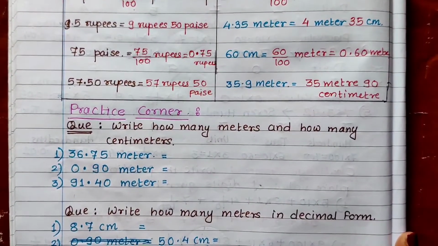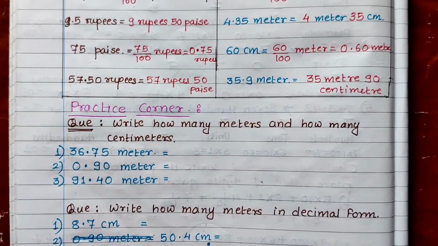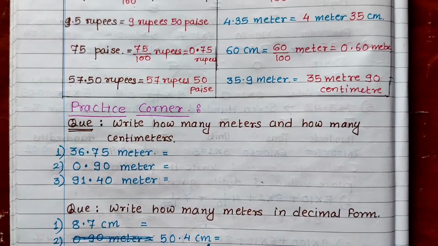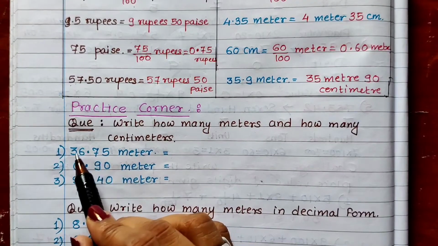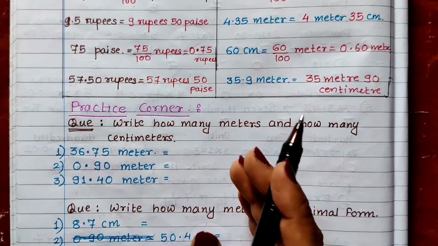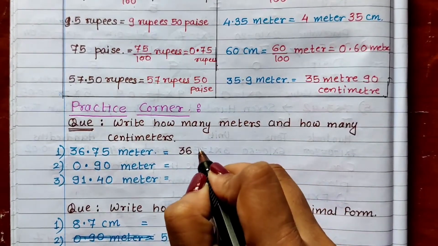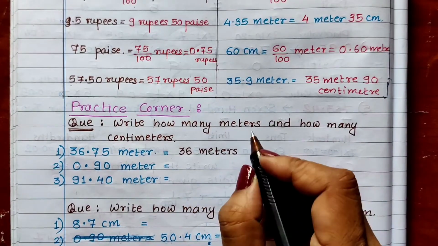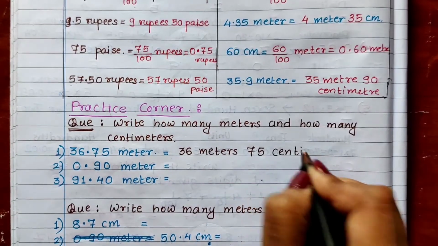Next we have to solve practice corner sums. Question is, write how many meters and how many centimeters. So here we have given in the decimal fraction 36.75. So number on the left hand side of decimal point are meter and number on the right hand side are centimeter. So let us write. It means what? 36 meters and 75 centimeters.